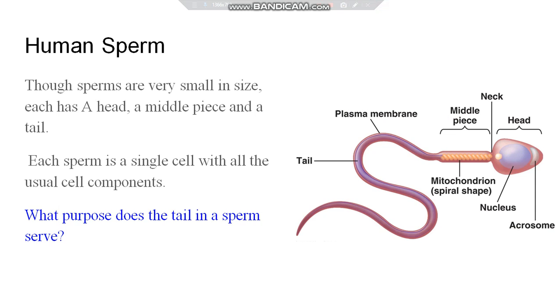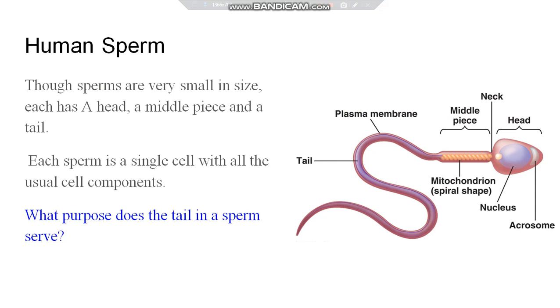In this part, we are going to discuss human sperm and a few other concepts related to the chapter. As we all know, sperm is the male reproductive gamete. Those sperm are very small in size. Each has a head, a middle piece and a tail. Each sperm is a single cell with all the usual cell components.